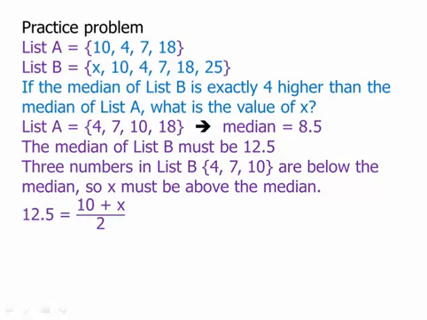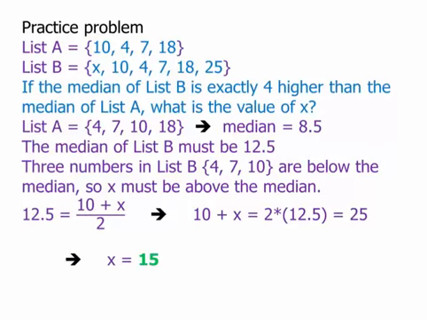So 12.5 is the average of 10 and X. We'll multiply by 2. What we get is 12.5 times 2 is 25. Subtract 10. We get X equals 15. And so that's the value of X. If X has a value of 15, then set B would have a median of 12.5, which is exactly 4 higher than 8.5.